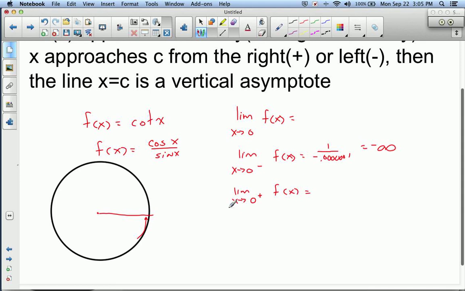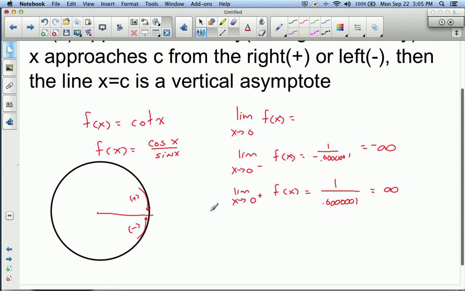Likewise, I can plug 0 in from the right, and I get 1 over sine. From the right, those are angles bigger than 0. When I plug that in, I'm going to get a positive value for sine, and it'll be really close to 0 again. That gives me positive infinity.